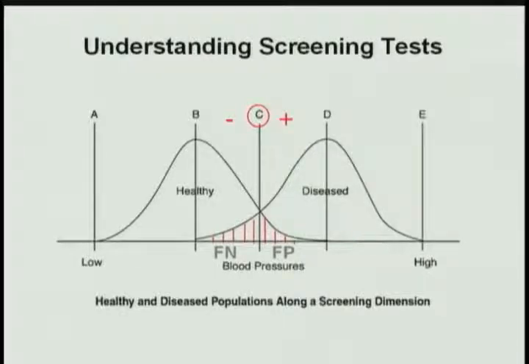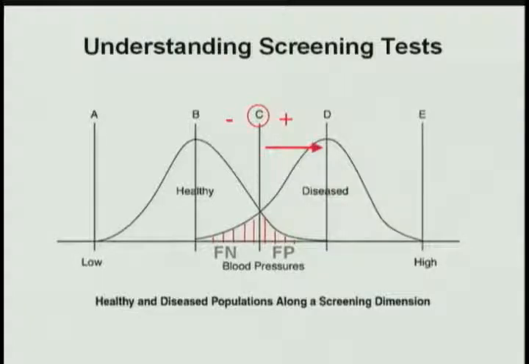Let's change the cutoff. Instead of C, cat, let's change the cutoff to be D, dog. If D is now the new cutoff, what has happened to my number of false positives? Answer, false positives will now decrease. Decrease to what? To 0. Because all those healthy people that were misclassified will now be correctly classified. The false positives at D have been converted to true negatives.